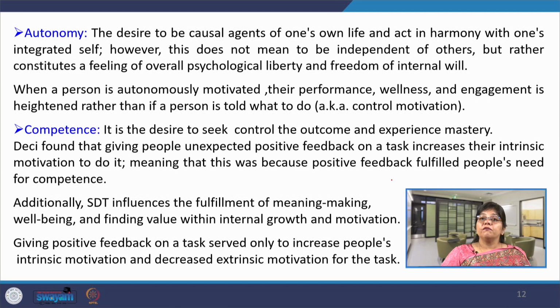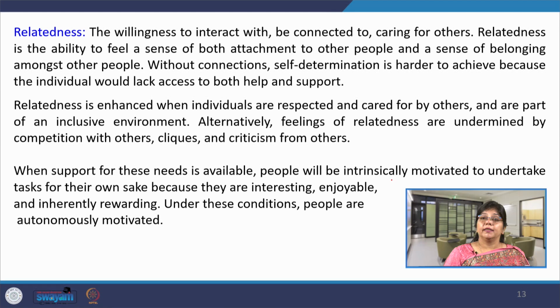Therefore, positive feedback on a task served to increase people's intrinsic motivation and decrease extrinsic motivation for the task. So, under such circumstances, the employee will never complain about extrinsic motivation. He is more concerned about intrinsic motivation based on the positive feedback, and to what extent the person experiences meaningfulness in his task. Relatedness, as the term implies, is the willingness to interact with, to be connected to, and to care for others.